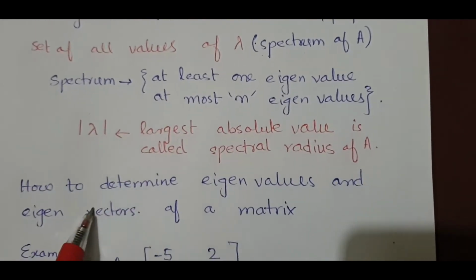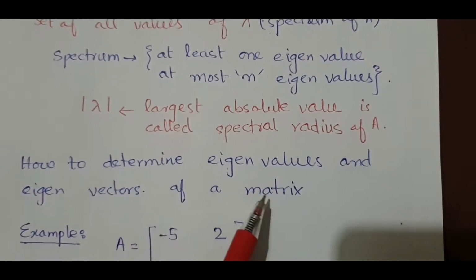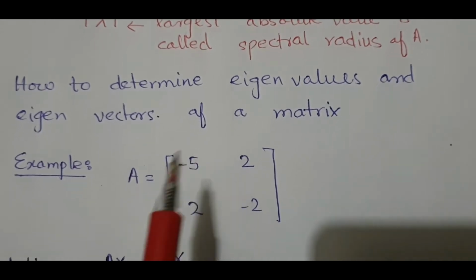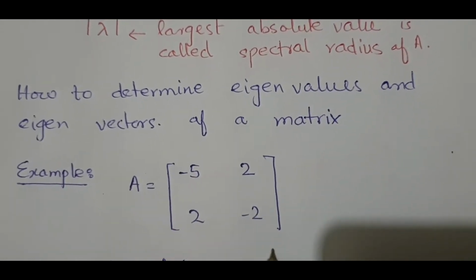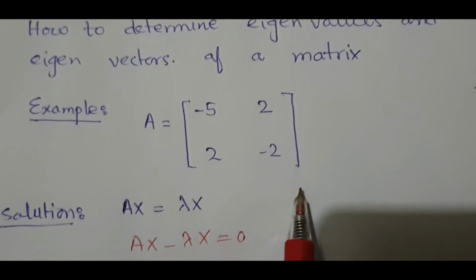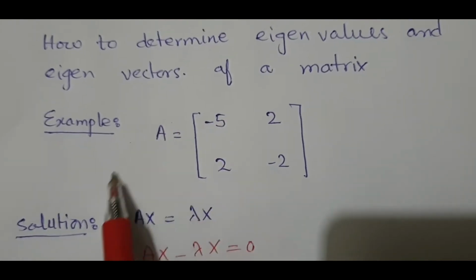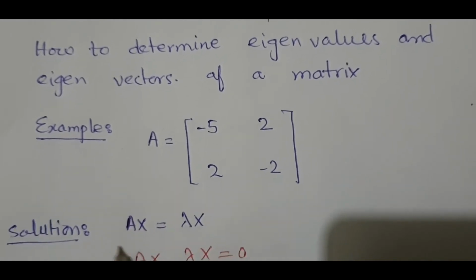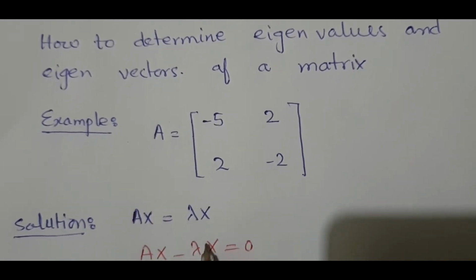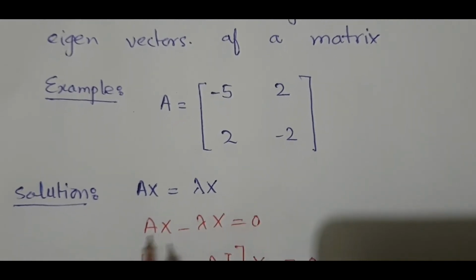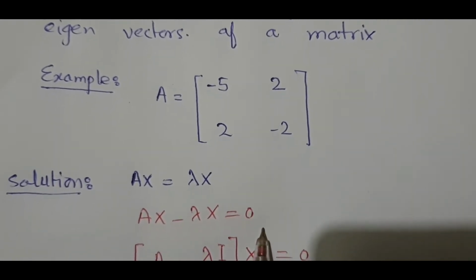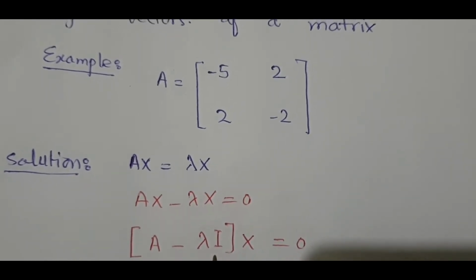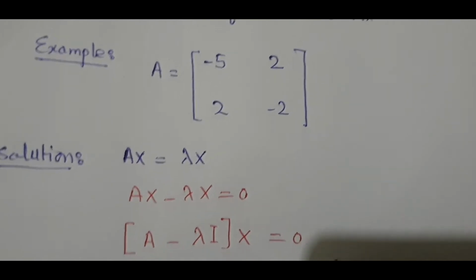So how can we determine the eigenvalues and eigenvectors of a matrix? Let's consider an example where A is the coefficient matrix. As you can clearly see, we have a square matrix of order 2 by 2, and we know how to find the eigenvalue and eigenvector of this system. We have to solve this vector equation, Ax = λx. I can also write it as Ax − λx = 0, or in a clearer format, (A − λI)x = 0.